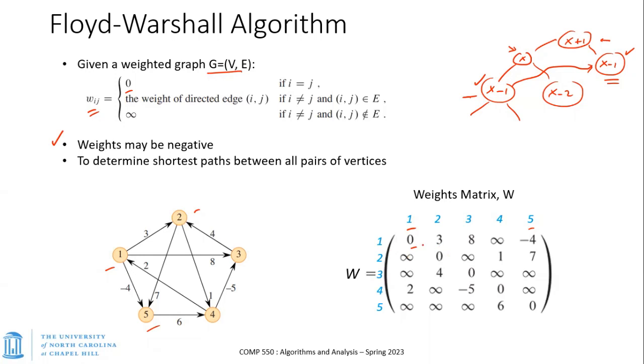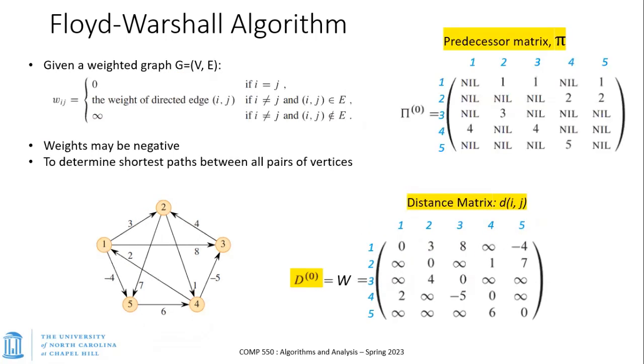So the weight from 1 to 2 is 3, as you can see over here, and where there is no edge between, let's say, 1 and 4, then you identify that as infinite. Okay, so these are the edge weights as opposed to the distance weights. So we start off with the weights matrix, and then we're going to make a couple of changes.